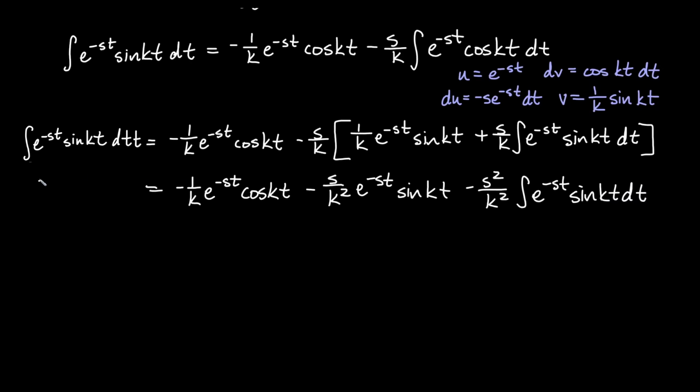And so now we just want to look at combining like terms. So we have this integral exponential sine kt here and here. So I'm going to go ahead and add this to the other side. So we're going to add s squared over k squared times this integral to both sides. That's what we're going to do.